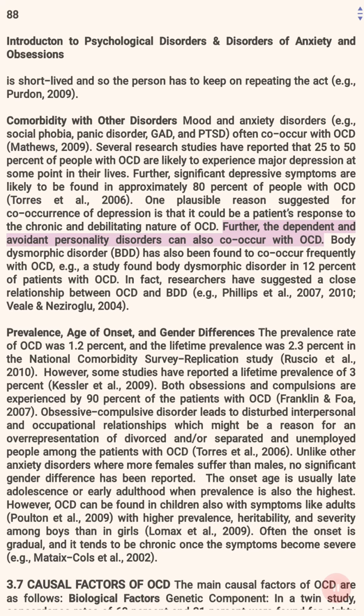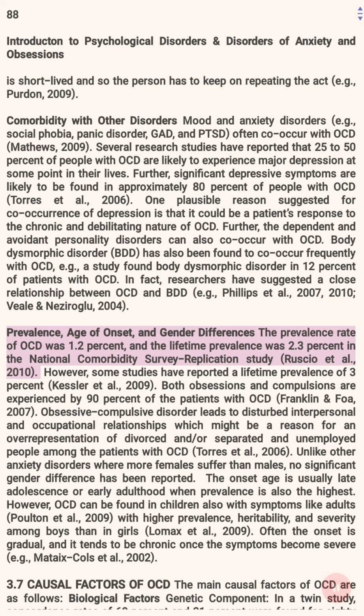Further, the dependent and avoidant personality disorders can also co-occur with OCD. Body dysmorphic disorder, BDD, has also been found to co-occur frequently with OCD. Example, a study found body dysmorphic disorder in 12% of patients with OCD. In fact, researchers have suggested a close relationship between OCD and BDD. Example, Phillips and others, 2007, 2010. Veale and Neziroglu, 2004.